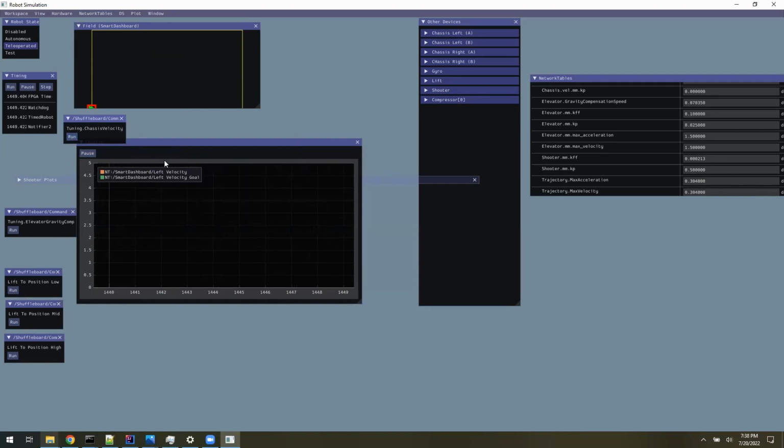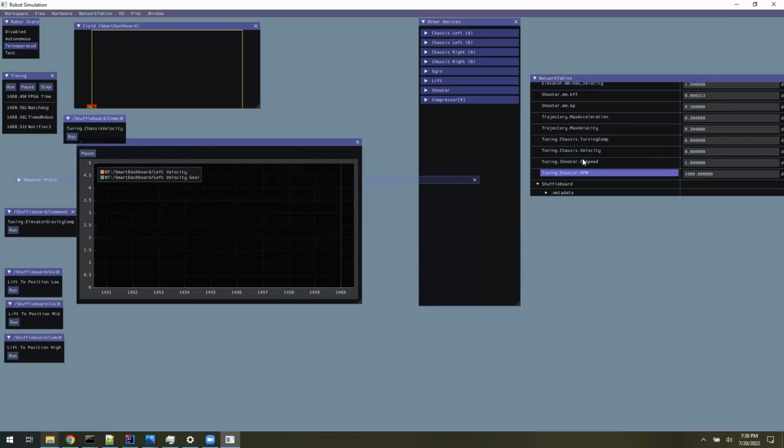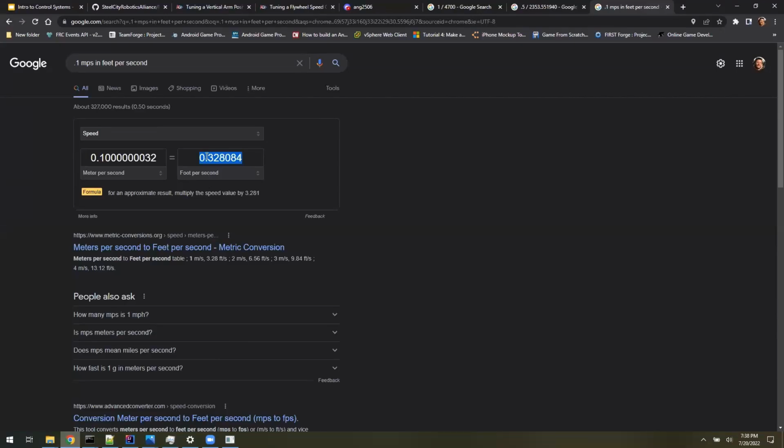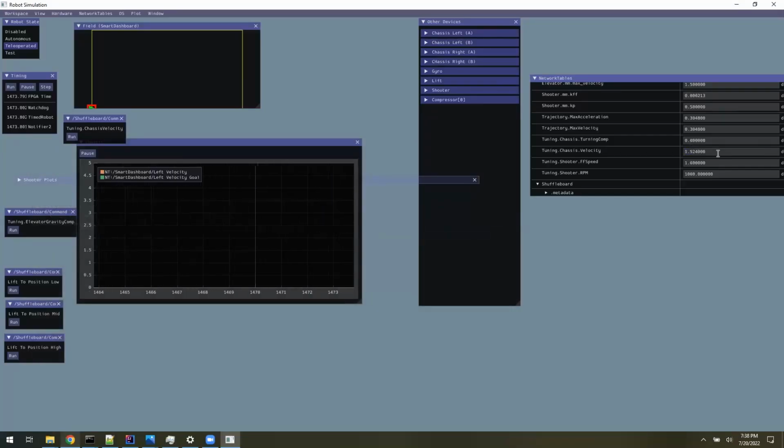KF. I want to get my velocity tracking. Yes, so KF would be the one to do that. I've got a little control here, so I can say how fast I want to go. Let's say I want to go 5 feet per second. That is this in meters per second. So I'll have that be my velocity goal.